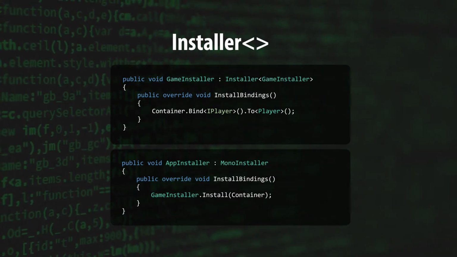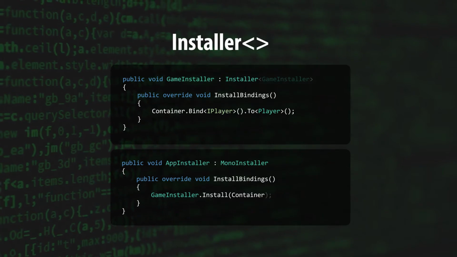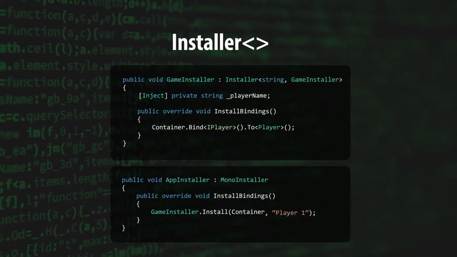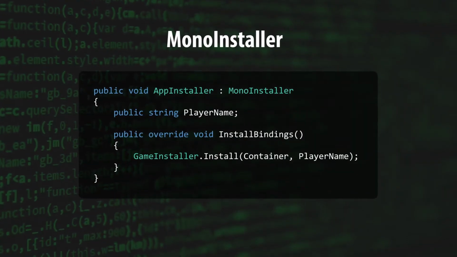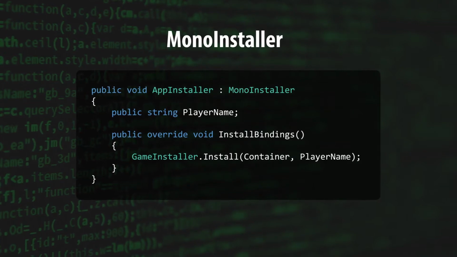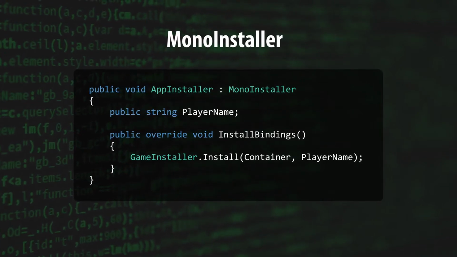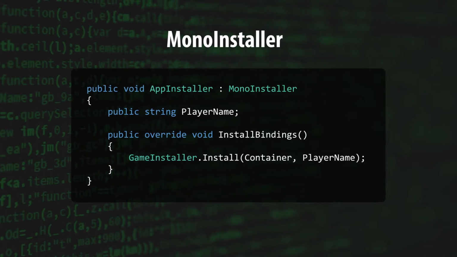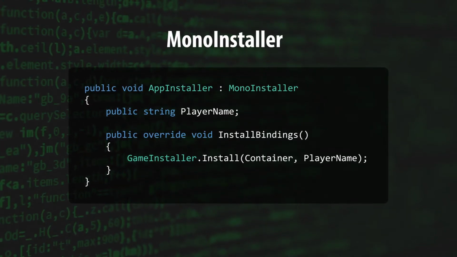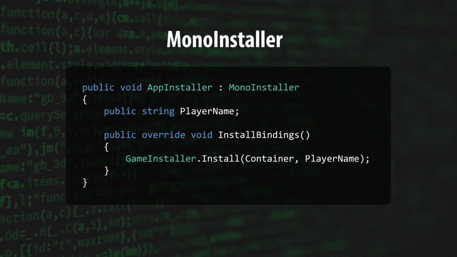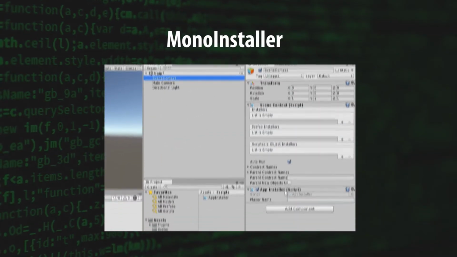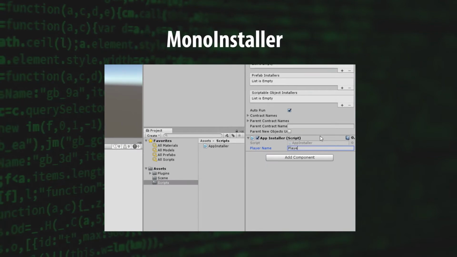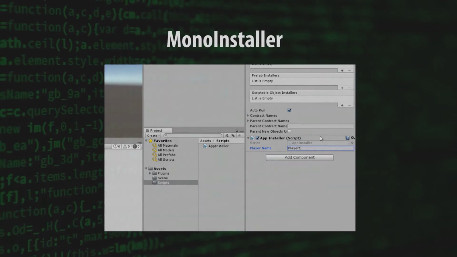You can also add parameters by including more generic arguments. While this is the simplest type of installer to use, it's also the one that you'll probably use the least. Mono installers are just like base installers, except that they're MonoBehaviours under the hood. This means they can be attached to game objects and added to the scene. They're the most commonly used type of installers because their properties can be modified directly from the inspector. This is great for referencing objects in the scene and adding tuning data.